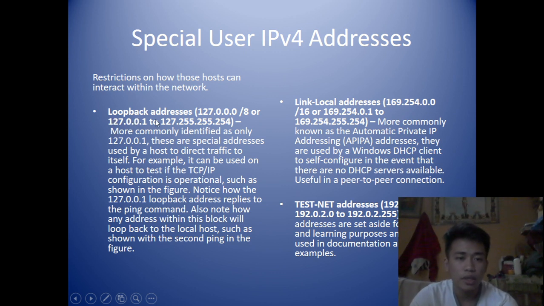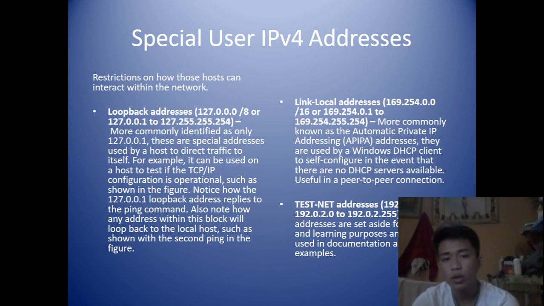So next we have special use IPv4 addresses. The loopback address is 127.0.0.0/8, but it is more commonly identified as only 127.0.0.1. These are special addresses used by a host to direct traffic to itself. So the loopback address is the special address used by a host to direct traffic to itself.